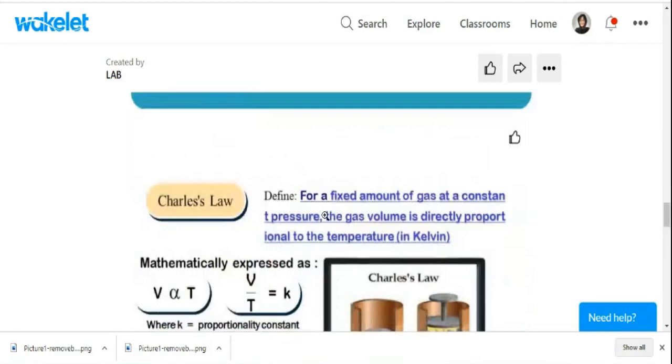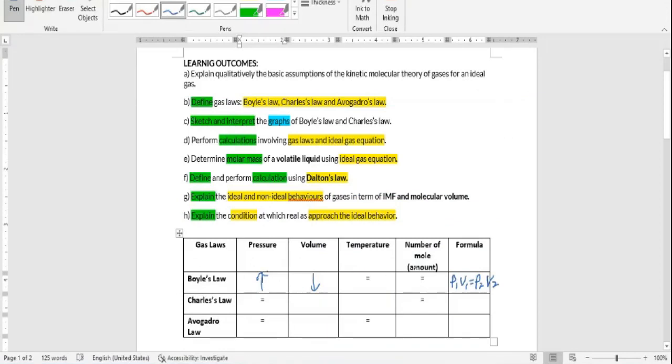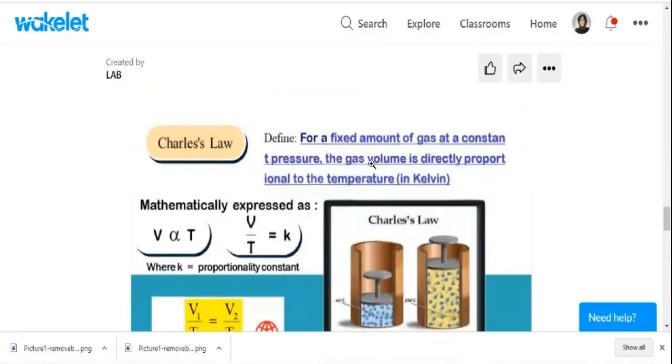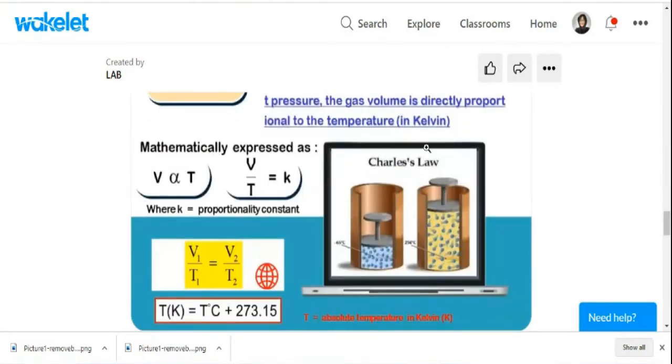Next, how about Charles' law? Charles' law here, for a fixed amount of gas, meaning number of mole constant, and constant pressure. So fixed amount of gas and constant pressure. What happened? The gas volume is directly proportional to the absolute temperature. That's why you must change to Kelvin. How to change to Kelvin? For the temperature in degrees Celsius, you add 273.15.